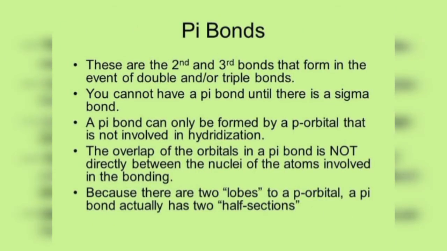Moving to our pi bond, the second and third bonds that form in double and triple bonds are pi bonds. You cannot have a pi bond if there is no sigma bond earlier. A pi bond can only be formed by a p orbital that is not involved in hybridization. The overlap of orbitals in a pi bond is not directly between the nuclei of the atoms involved in bonding, because a p orbital has two lobes. So the pi bond actually has two half sections.